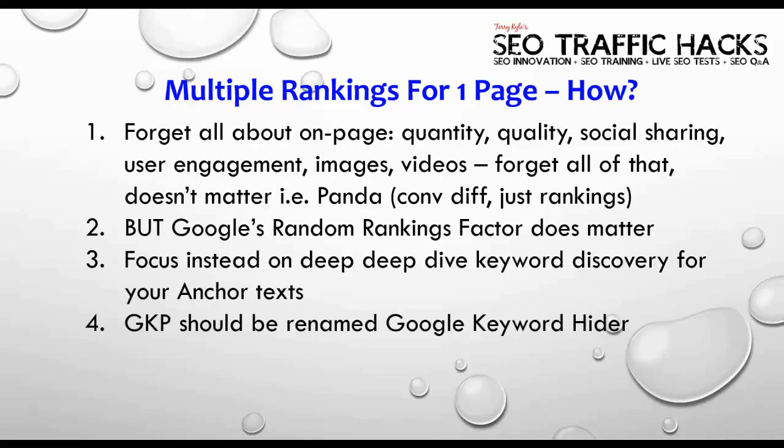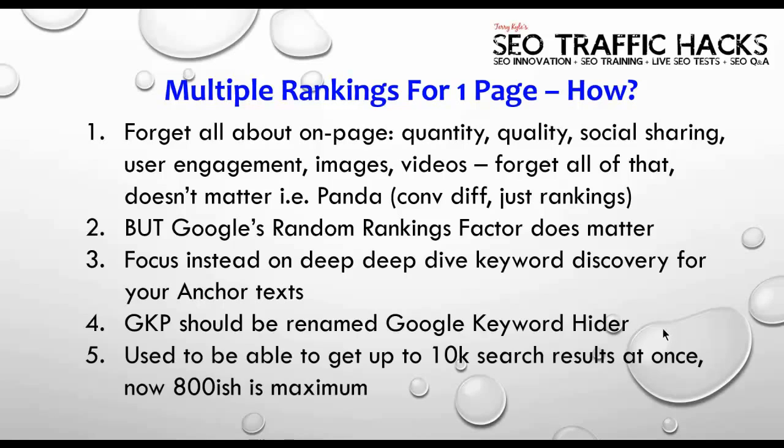Even in 2014, it all comes back to the links and the way that you use your anchor text for the links. In my view, the Google Keyword Planner should more truthfully be renamed the Google Keyword Hider, because it actually hides a lot of great keywords from us, and we need a few workarounds to really dig in and find the great clusters of related terms that give us access to different pools of traffic. It used to be, and I blogged about this, that you could get up to 10,000 search results at once in the Google Keyword Planner, but now it's around 800-ish. The number goes up and down a bit.